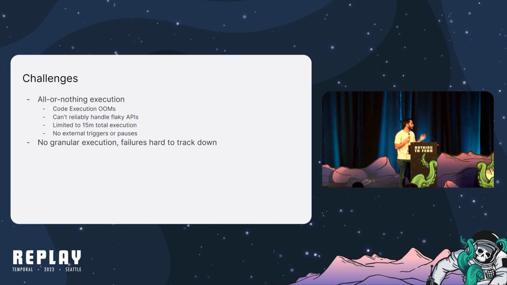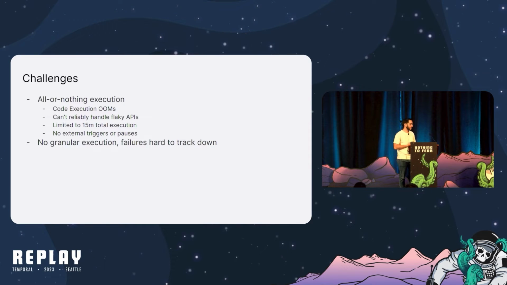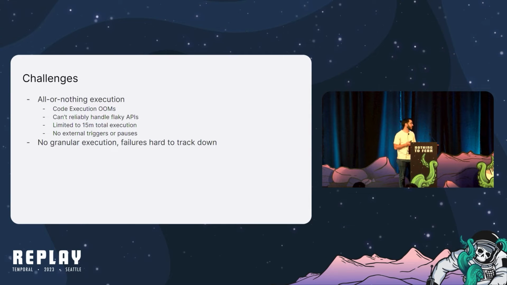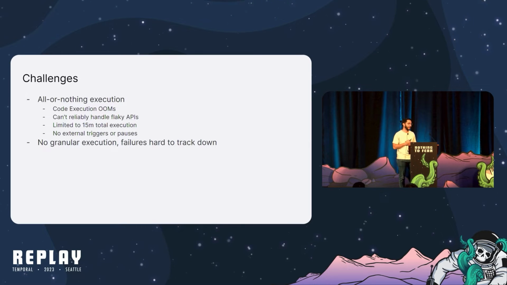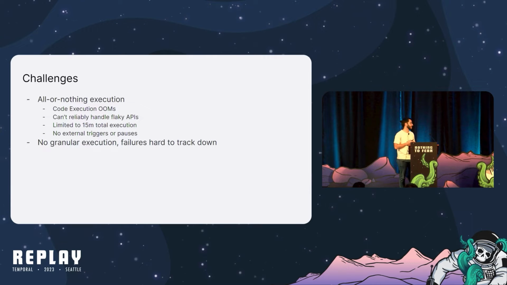And so, like I said, this all or nothing execution really was quite painful. Things that were sometimes failing, sometimes weren't, were incredibly hard to track down. We would get OOMs in our Lambda function all the time, and the best we could do was say, try rerunning it. We'll see if it succeeds the next time.